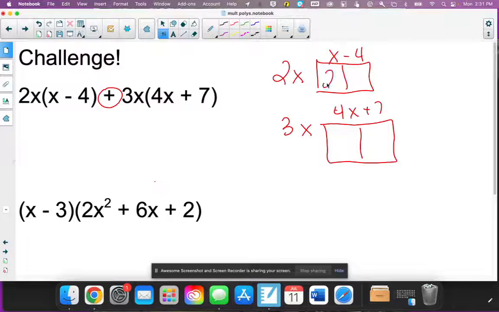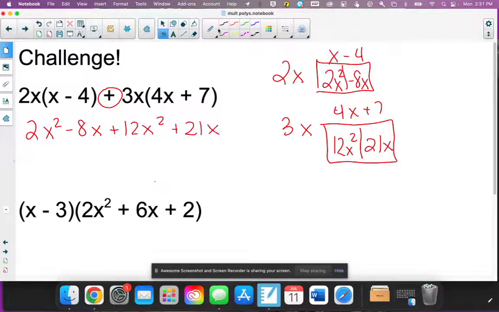So we've got 2x squared, negative 8x, 12x squared, 3 times 4, and x times x, and then 21x. So then I just need to go through and put all my like terms together. And plus 21x. Okay, so I have 2 squareds. So that's 14x squared, 2 and 12. And then I have 2 regular x's. That's negative 8 plus 21, and that is 13. 13x. And so our answer is done.